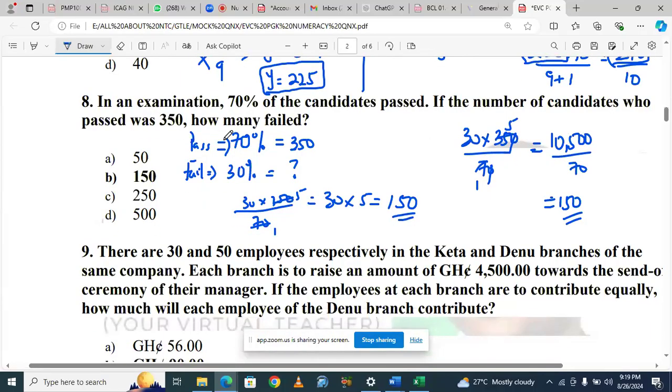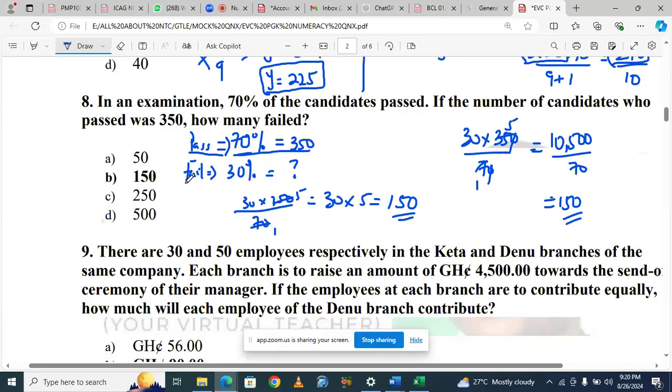Okay. So we were saying that in an exam, 70% of the candidates pass. So in the numeracy exam, take the English one after the other and translate it into mathematics because you're not doing English here. So in an exam, 70% of the candidates pass. So I simply write pass maths to what? 70%. If the students who pass was 350, meaning that now the 70% is giving us what? 350.